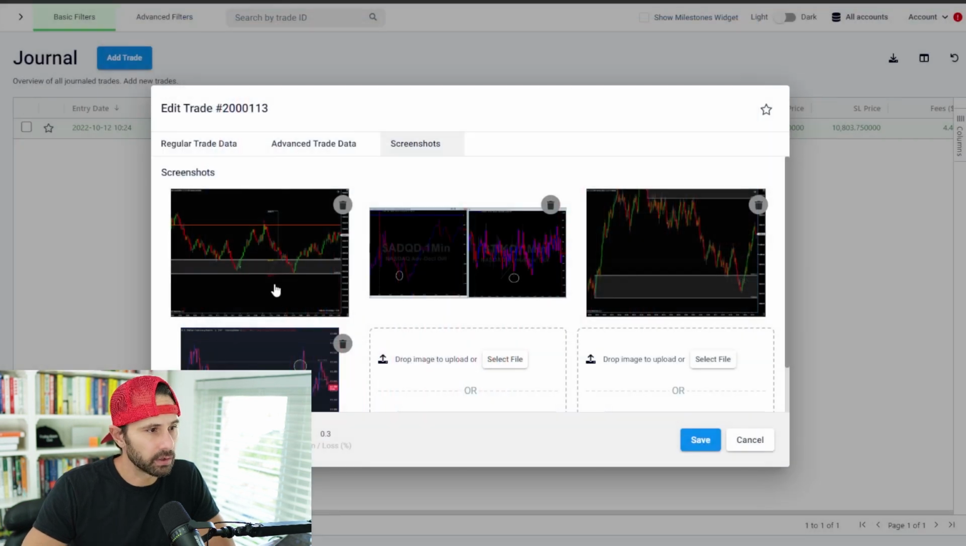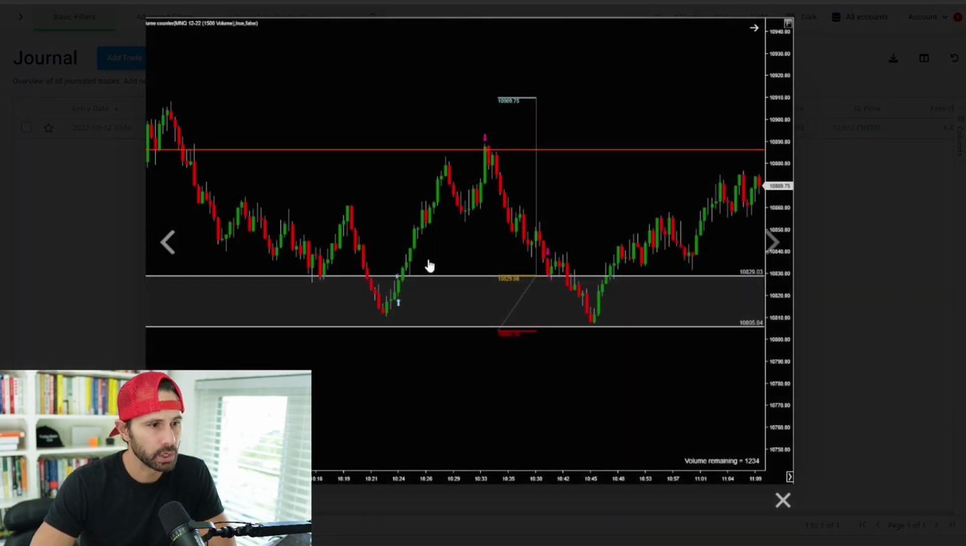So let's take a look at the actual trade on the MQ. Here's my entry, here's my scale out, and here was my ultimate target. I entered up here, scaled out half of the position, and I gave up all these gains. I stopped out at break even. The trade ultimately ended up working, but that's not my trading.